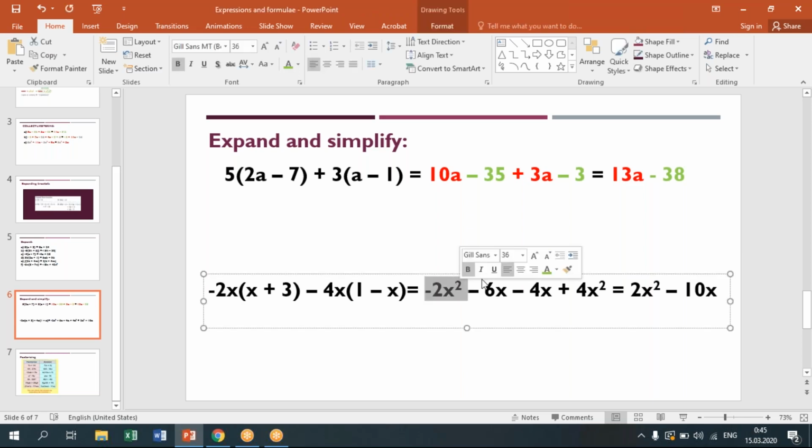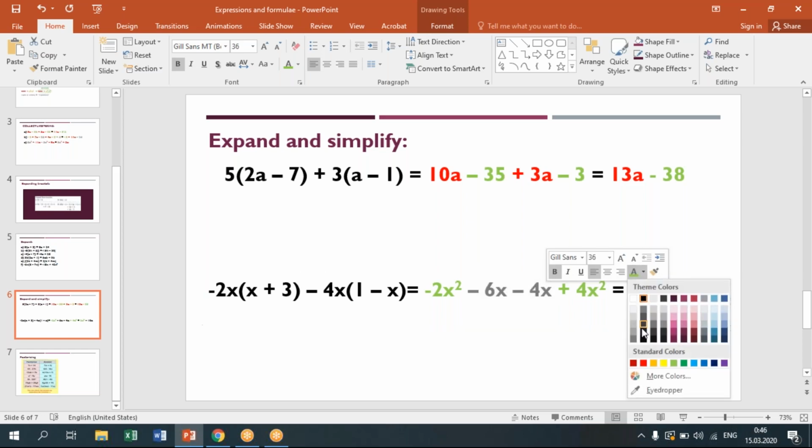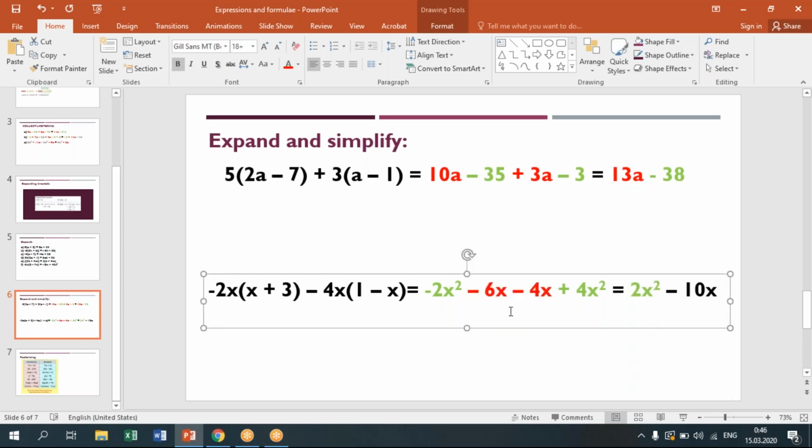Negative 2x squared is similar to positive 4x squared. Negative 2 plus 4 makes positive 2x squared. Here, negative 6x, negative 4x. Negative 6 minus 4, it will be negative 10x.